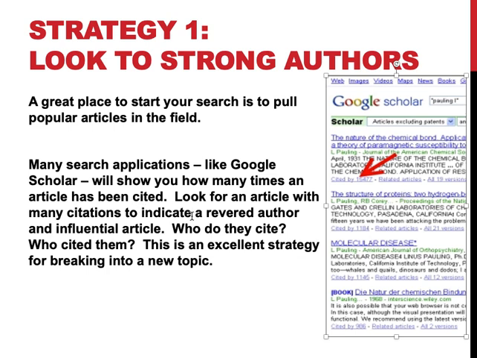So Google Scholar will show you how many times it's been cited. Looking for articles with many citations will indicate a revered author or influential article. Usually, that's not a guarantee. And once you go into there, you can see who cited them. And by hitting this cited by 15,000, it'll show you all the other people who are currently writing who are citing this person. So it'll kind of give you those little breadcrumbs to follow in this field.